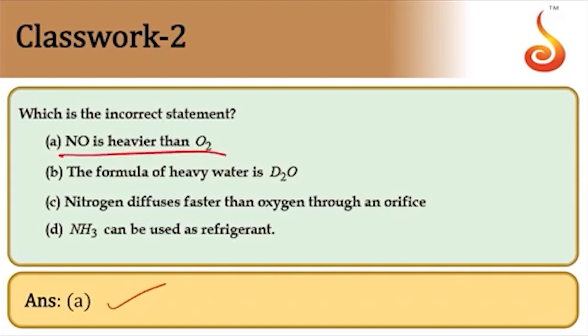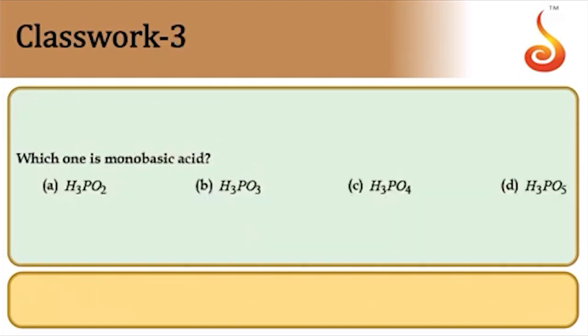Then which one is monobasic in nature? We should know the structure of these oxyacids. Phosphorus, double bond O here, then OH, and we have hydrogens left off here. So we have only one OH group here. So this is going to be monobasic in nature.